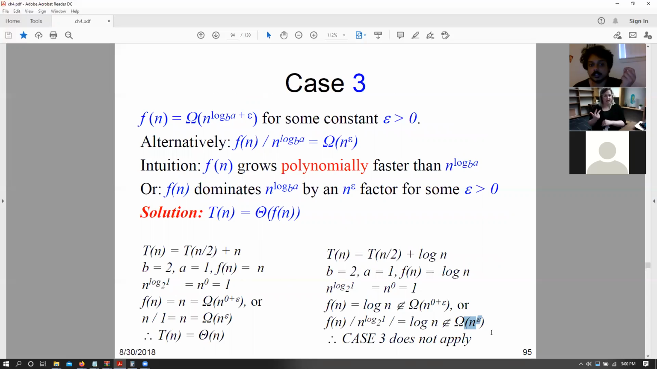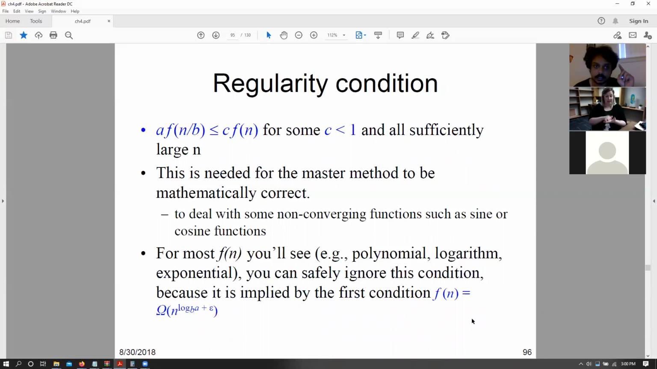The other thing that we need to remember about case 3 is that apart from this particular condition, we also need to check one other condition. For the function a times f of n by b, where we know a, b, and f of n, a times f of n by b has to be smaller than or equal to some constant c times f of n, where c is less than 1. If this condition holds, only then can you apply case 3, otherwise case 3 does not apply.